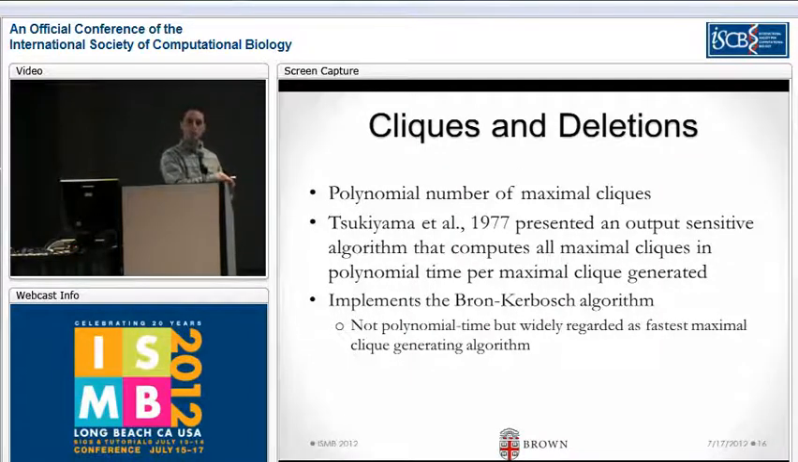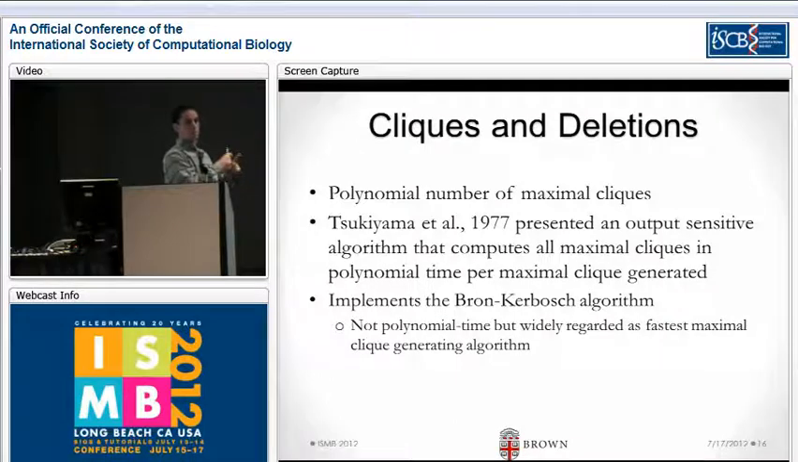So we have a polynomial number of maximal cliques in the deletion graph. And in the 70s, Tsukiyama presented an output-sensitive algorithm, an algorithm that could compute all maximal cliques in polynomial time per maximal clique generated. So in theory, we already have a polynomial algorithm to compute all of the maximal cliques in our data, and therefore all of the deletions. In practice, however, we implement the Bron-Kerbosch algorithm because it's widely considered the fastest maximal clique generating algorithm, especially for the type of data that we have that's very sparse.